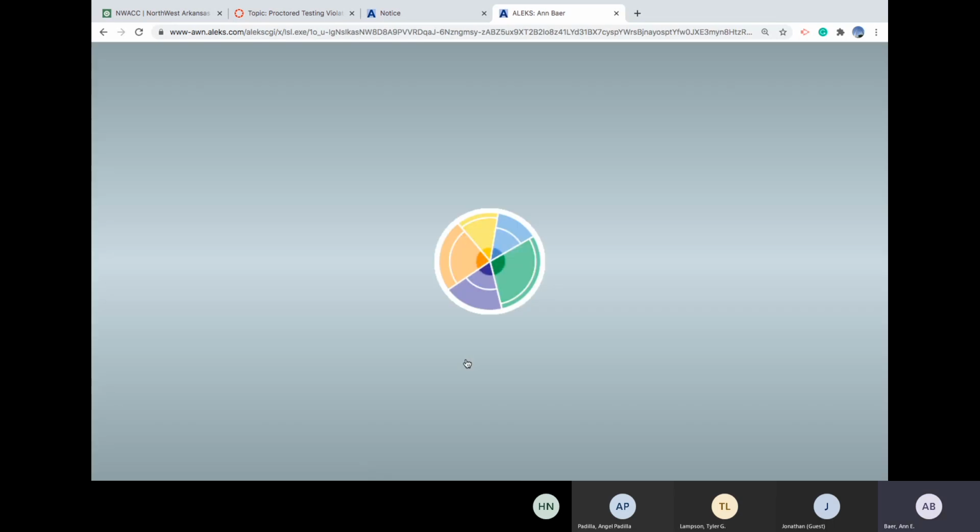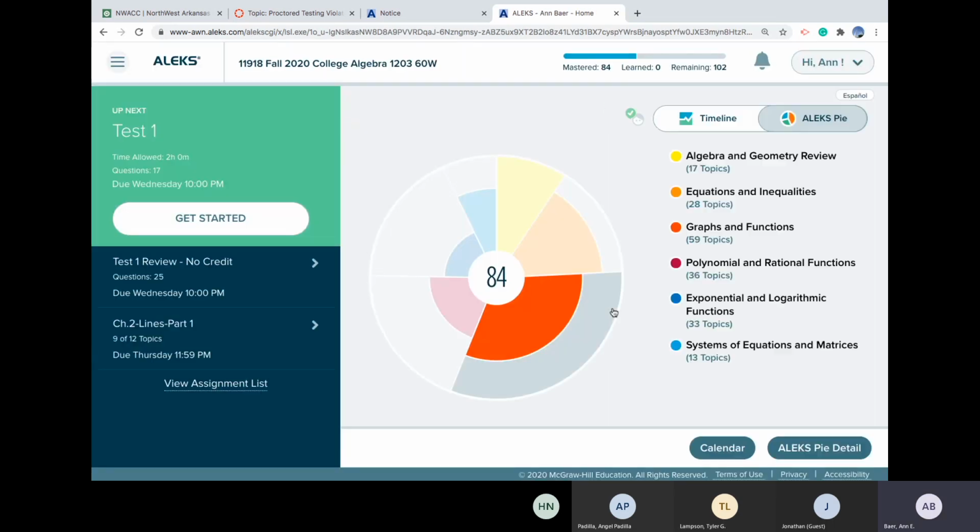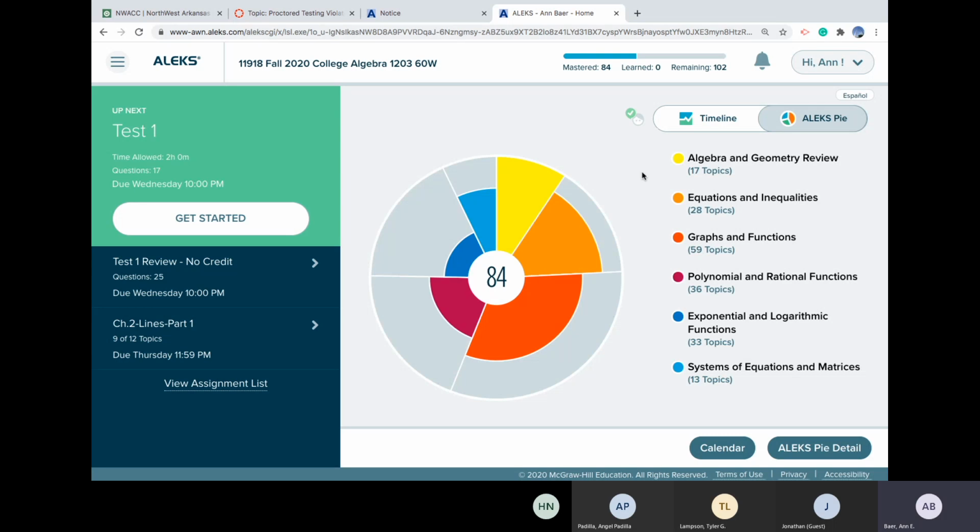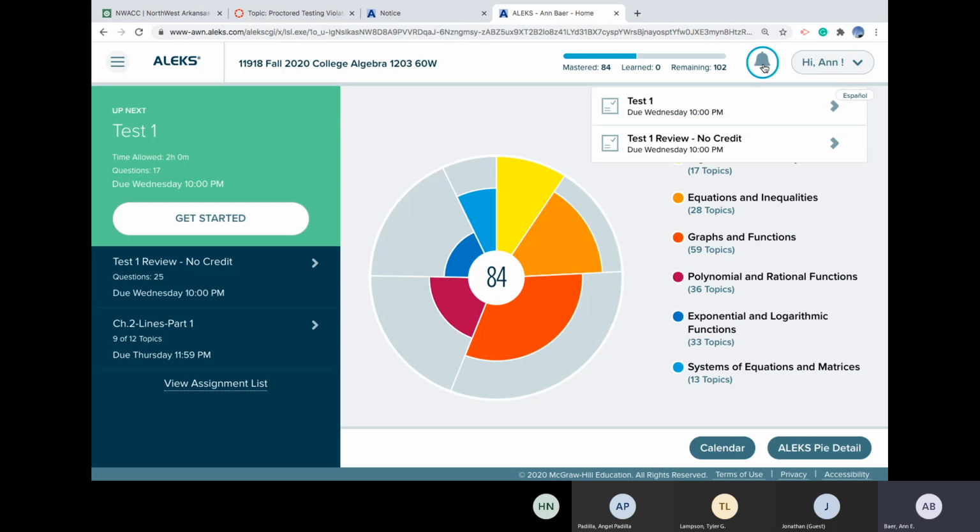So I have different ways to set the student view. And there we go. So you've got notifications that show up here. So if I click on those, it's going to tell me when the test 1 is due and when test 1 review no credit is due. That's a great practice assignment.